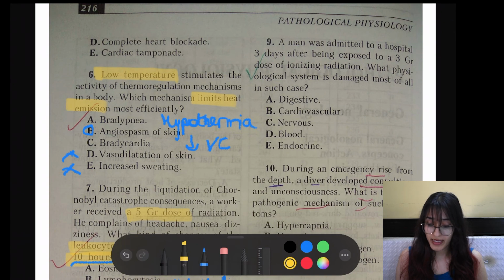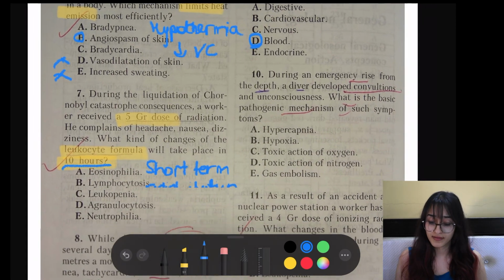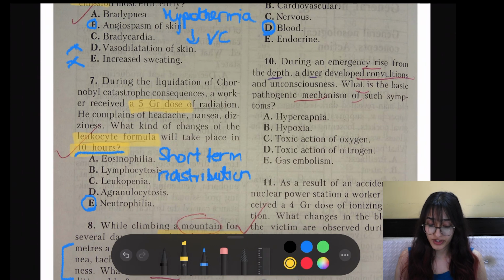Next question. A man was admitted to hospital 3 days after being exposed to a 3-grade dose of ionizing radiation. Which system is damaged most of all? And I told you that blood is damaged most of all and first of all, and in that too, the lymphocytes are the ones that are most sensitive and are affected first. Moving on to question number 10.